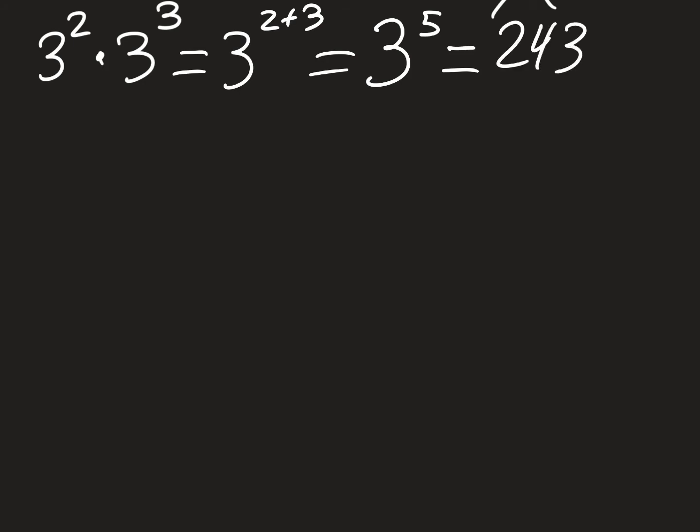Now, let's try these numbers individually. 3 squared is 9, and 3 to the third power is 27. 9 times 27 does in fact give us 243.